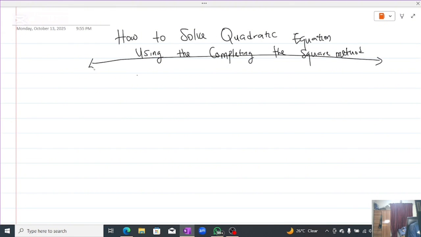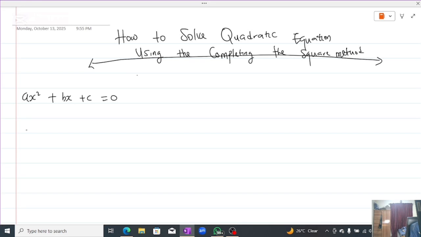Now first, we need to understand that when it comes to quadratics, any equation in the form ax squared plus bx plus c equal to 0 is termed a quadratic equation. Completing the square is one of the methods we use in solving quadratics. We have the formula method, the factorization method, the graphical method, and so on. Completing the square is very easy. You just need to follow the right process to get your answer quickly.